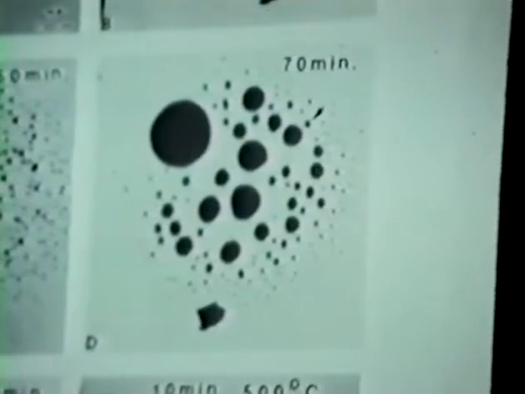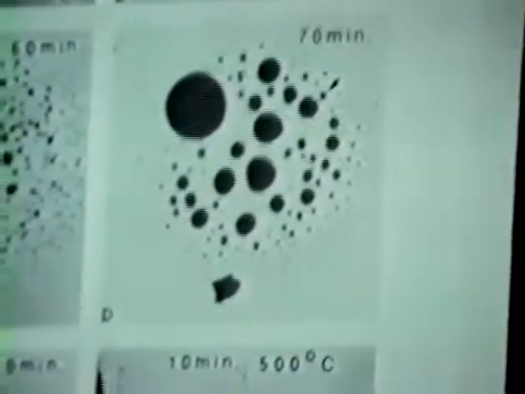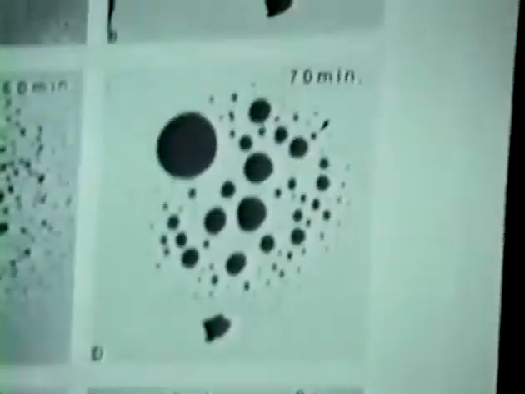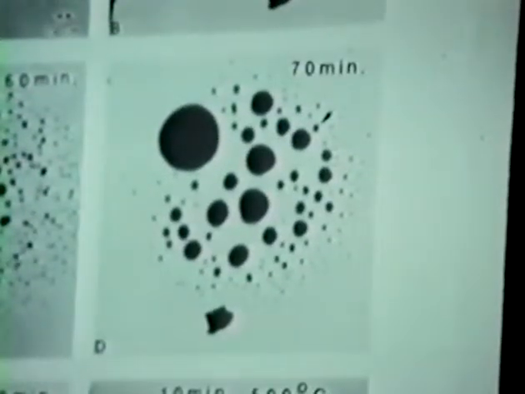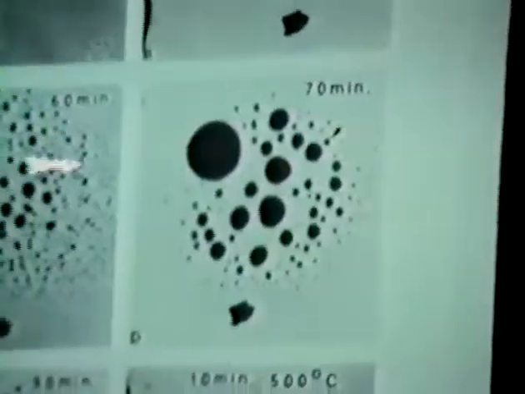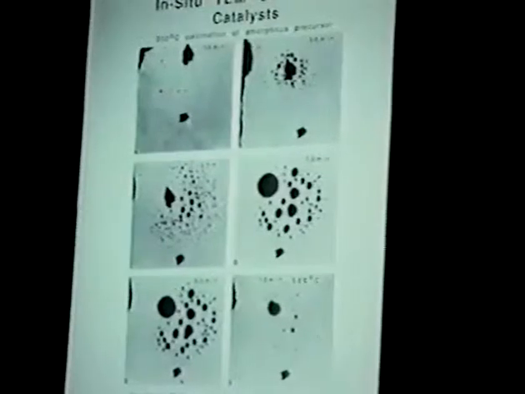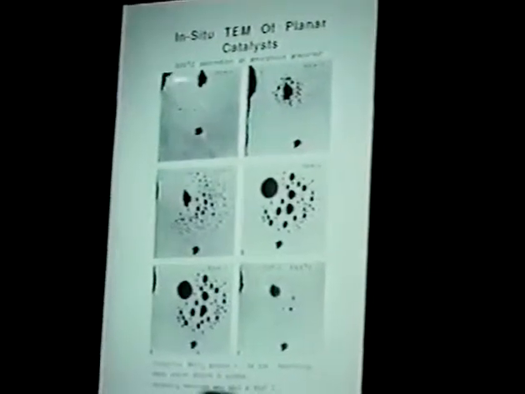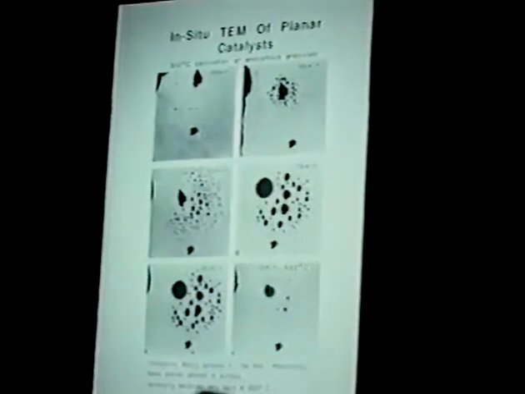We can monitor these with electron diffraction, and we see that these are thin discs of the hexagonal phase preferentially oriented with the basal planes parallel to the silica substrate. And so here is again a demonstration of the spreading of the hexagonal phase of molybdenum trioxide on silica with a low temperature calcination.